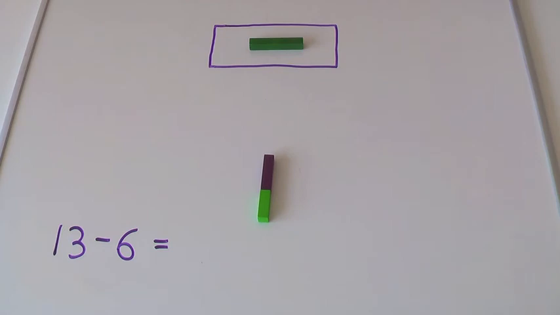Now once children are familiar enough with doing this with Cuisenaire rods, you can have them do it in their heads. So what they will do is look at 13 and they're going to think 13 is 10 and 3. So let's take away the 6 just from the 10 part first. 10 minus 6 is 4. And then we add the 3 in. 4 plus 3 is 7.